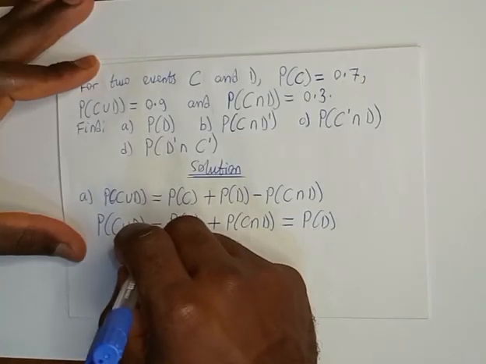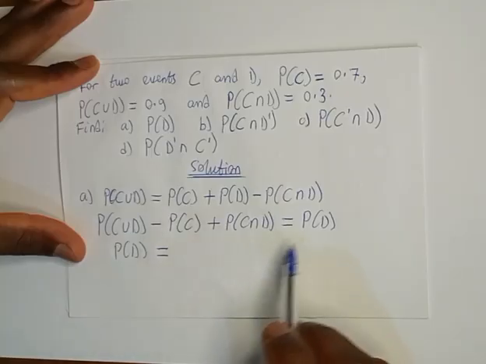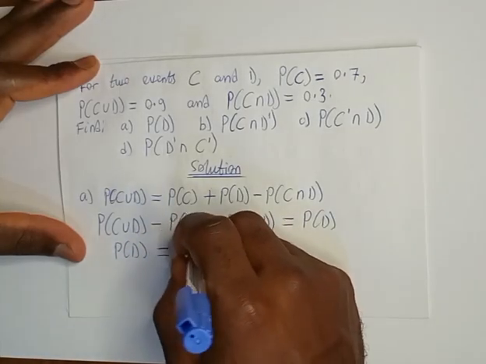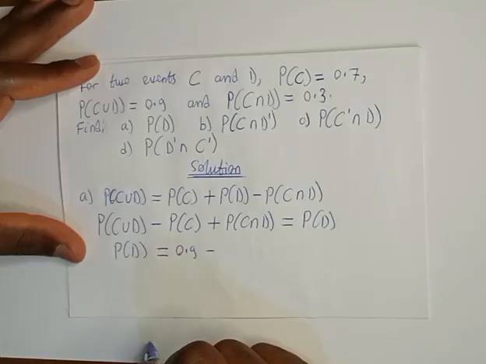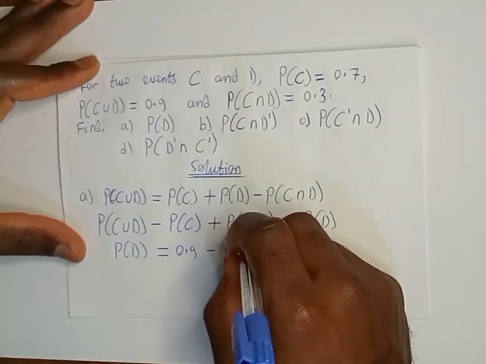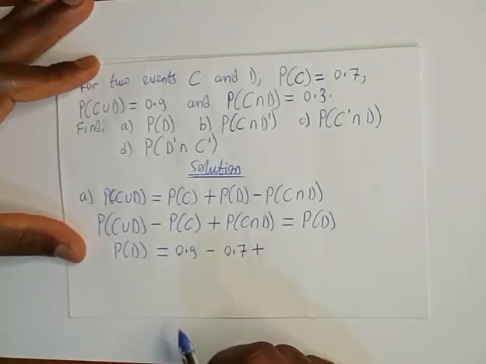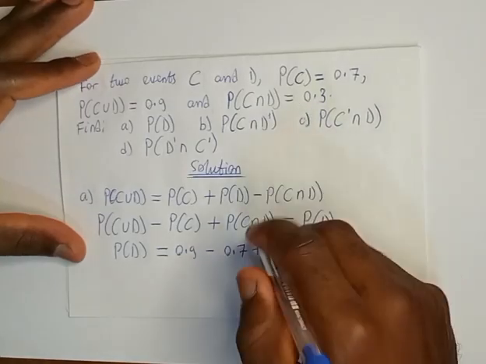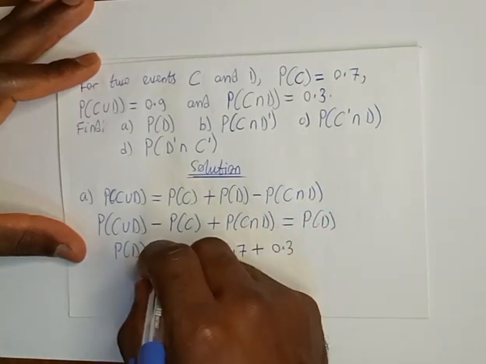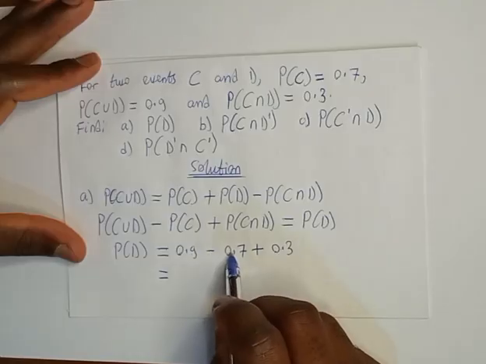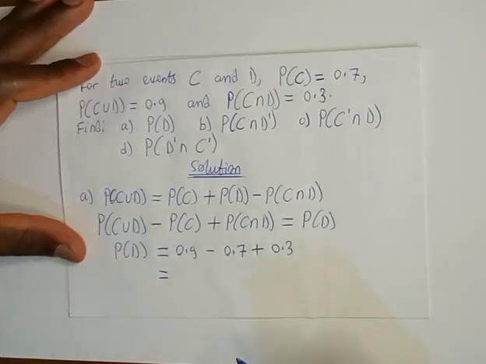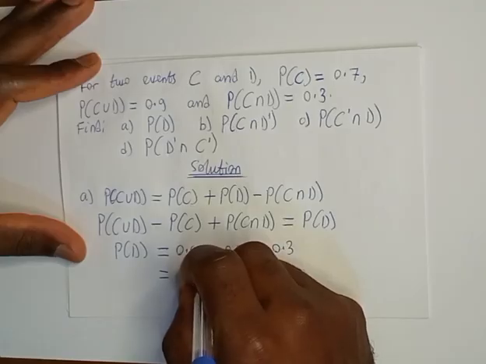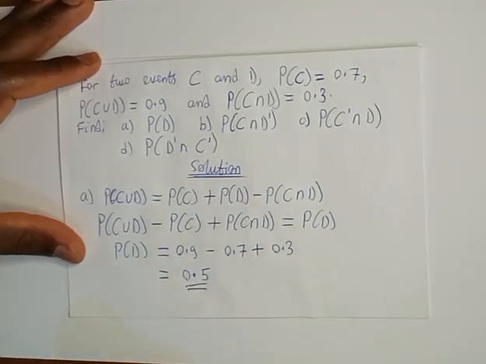P of D will simply be equal to, inserting their numerical values, P of C union D is simply 0.9 minus P of C, which is 0.7, plus P of C intersection D, which is 0.3. This will be equal to 0.9 minus 0.7 gives us 0.2. 0.2 plus 0.3 gives us 0.5, which is P of D.